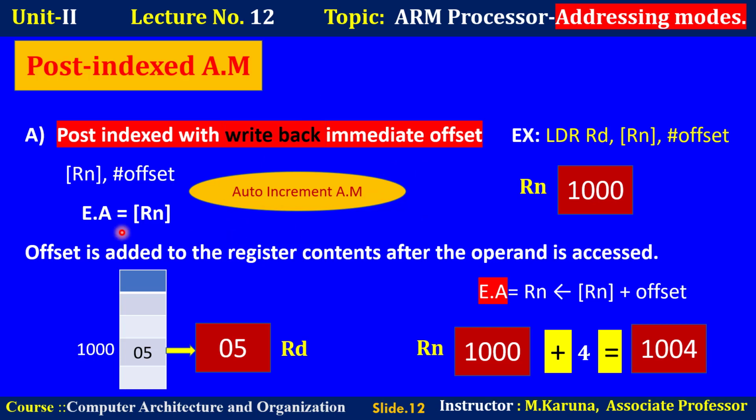After getting the first element, it automatically generates the effective address of the next element. After getting that next element, it again generates the effective address of the next element. Likewise, it will perform accessing of data elements continuously.